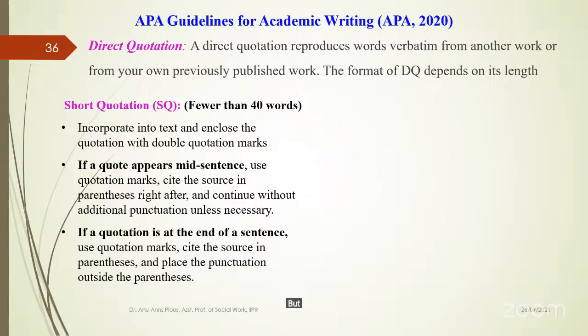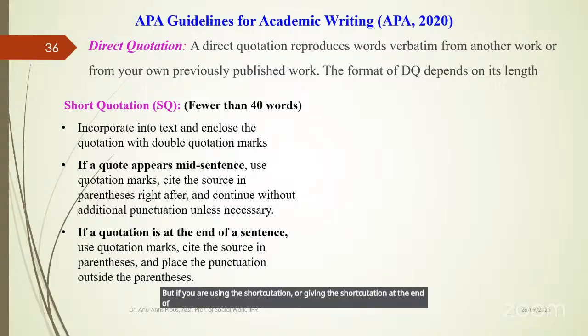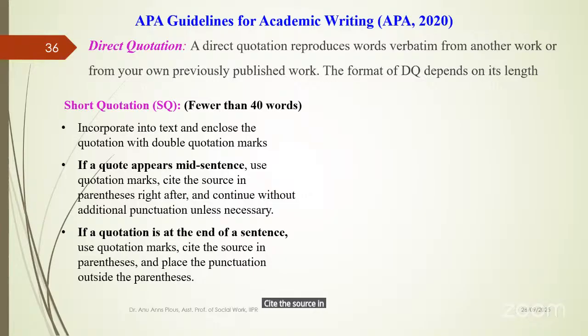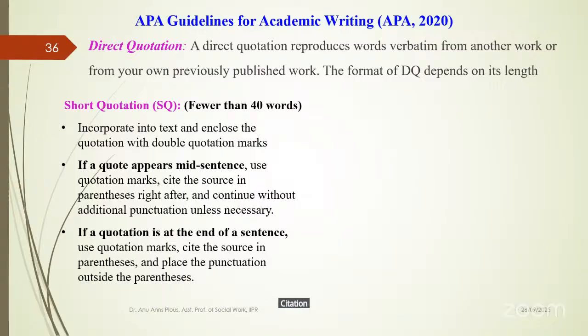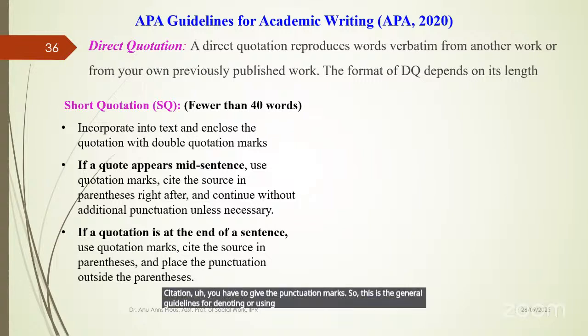But if you are giving the short quotation at the end of a sentence, then use quotation marks, cite the source in parentheses immediately after the quotation mark, and place the punctuation mark outside the parentheses. That means after the citation, you have to give the punctuation mark. So this is the general guideline for using a short quotation in your study.